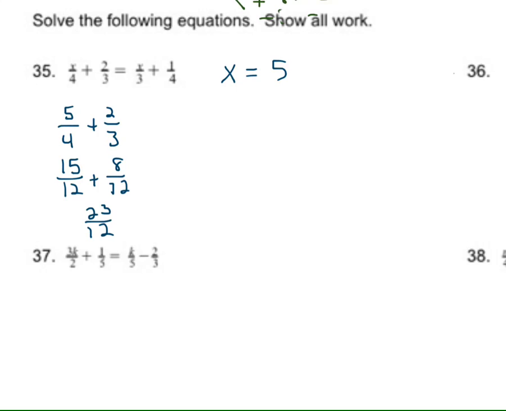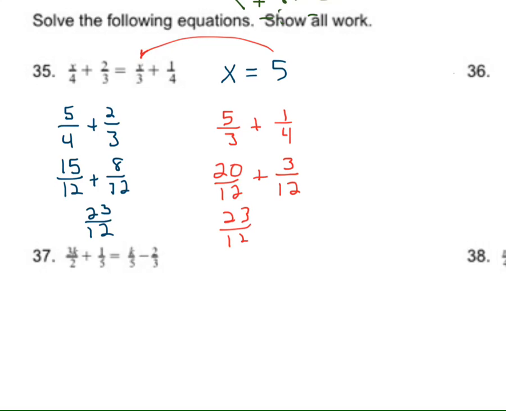Let's compare that to the right-hand side. 5/3, plugging in the 5 for x, plus 1/4. Common denominator of 12, so I take it times 4 over 4. I take this one times 3 over 3, and I get 3 over 12. Add those, 23 over 12. So I can see that the check works. 5 makes the left-hand side equal to the right-hand side, and I'm done.